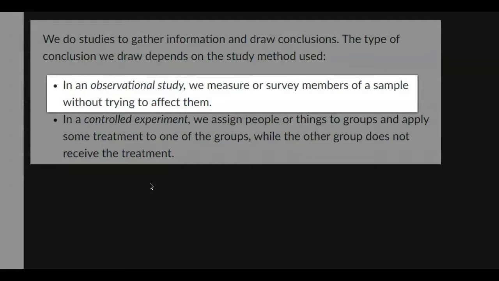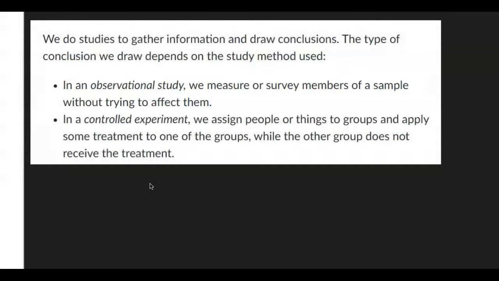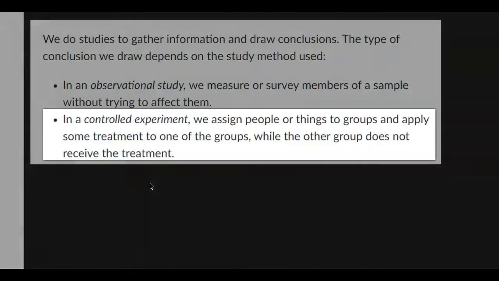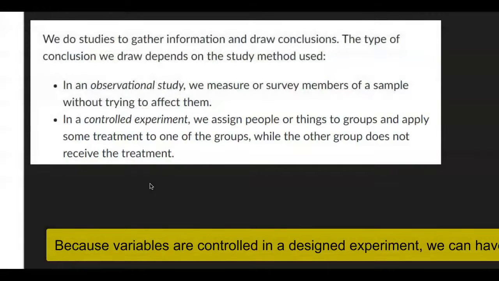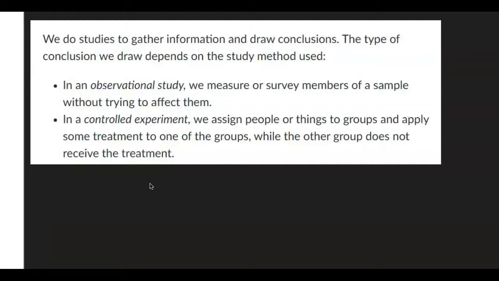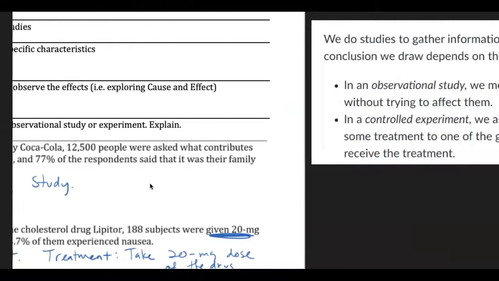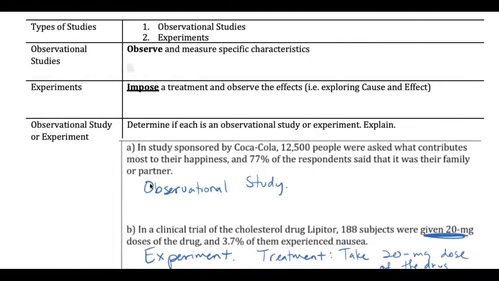In an observational study, we measure or survey members of a sample without trying to affect them, right? We just observe them and collect the data and analyze it. In an experiment, we assign people or things to groups and apply some treatment to one of the groups, while the other group does not receive the treatment, and then we analyze the data from that context. So let's take a look at the examples we have on our notes.